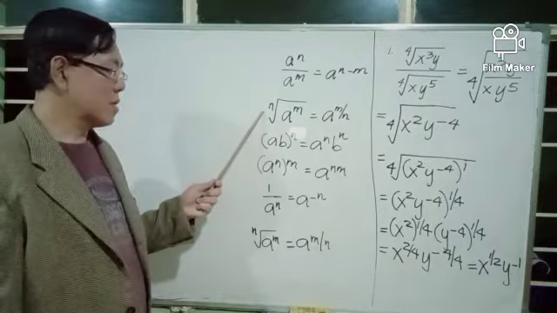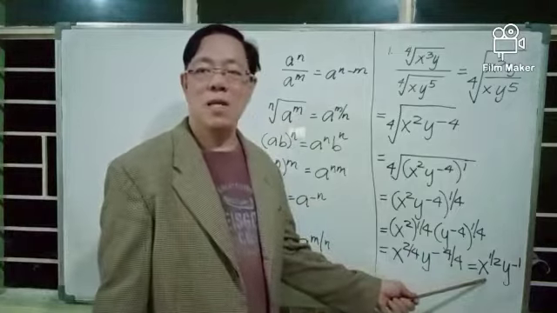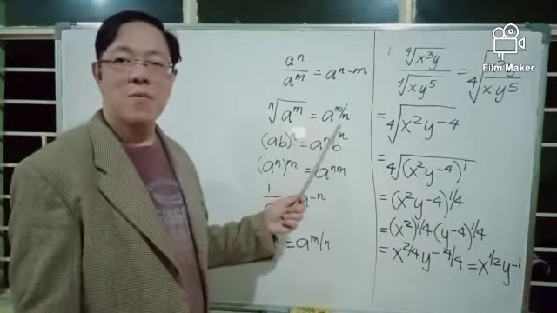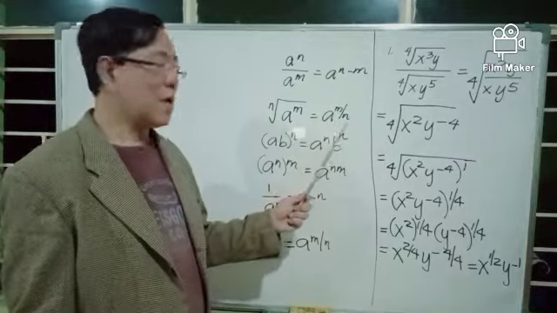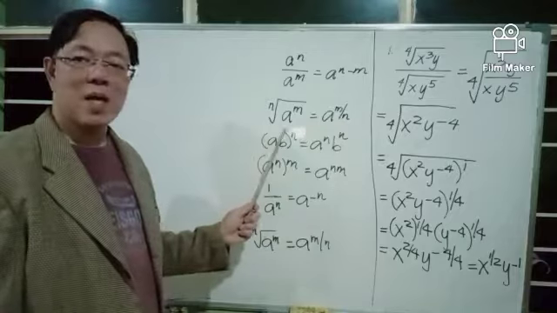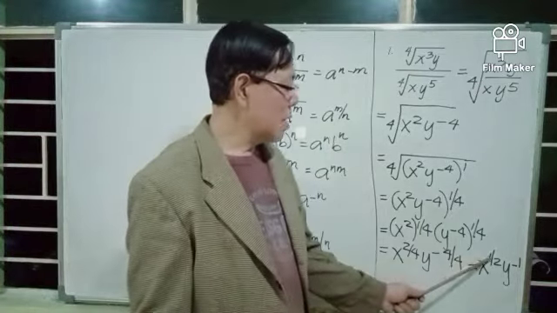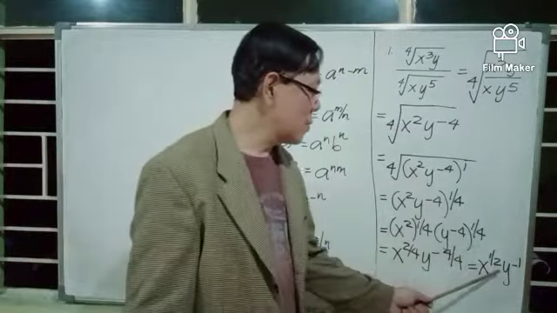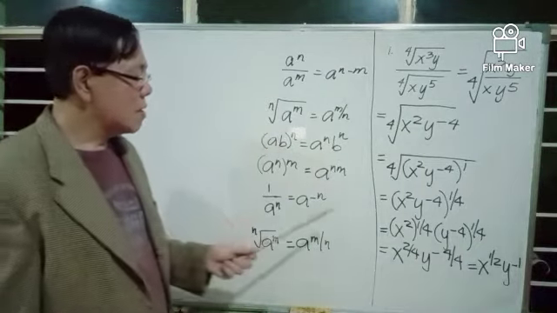Or this property. We write x raised to 1/2 in radical form using this property. But we start now from the right hand side. A raised to m over n is equal to the nth root of a raised to m, where m is 1 and the denominator n is 2, which becomes the index of the radical sign.